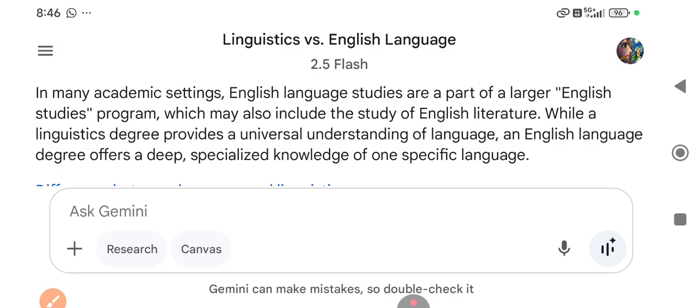An English language degree offers deep, specialized knowledge of one specific language. Linguistics also talks about knowledge, but in linguistics we have to study each and every sound. But in language, no sounds; that is grammar. Our main focus is on grammar and vocabulary.